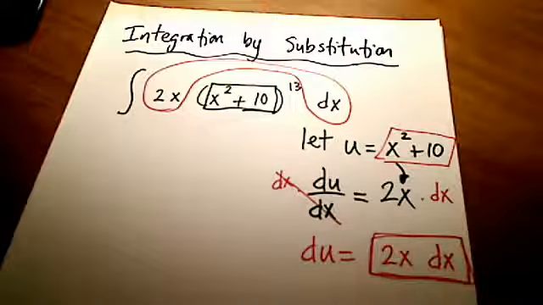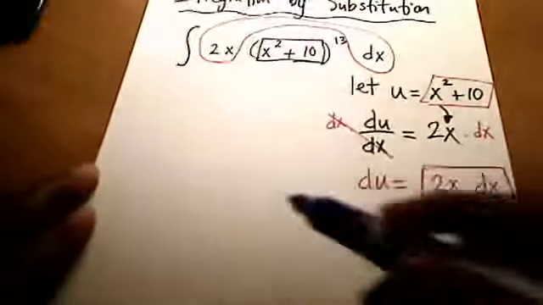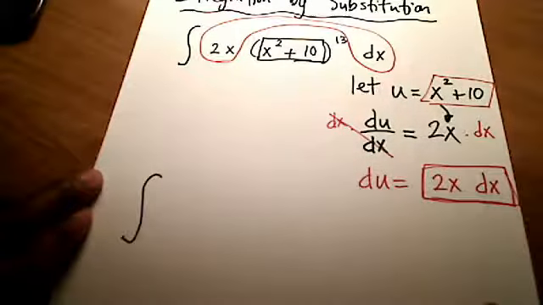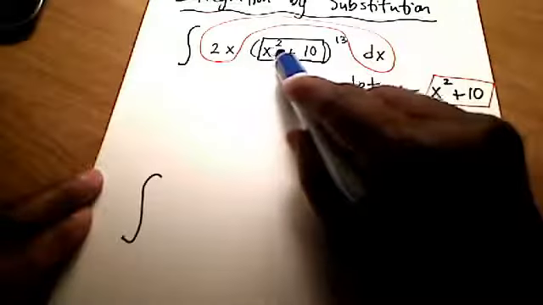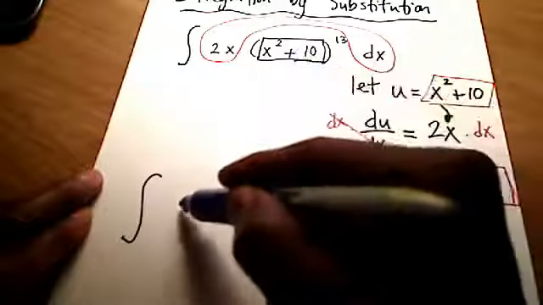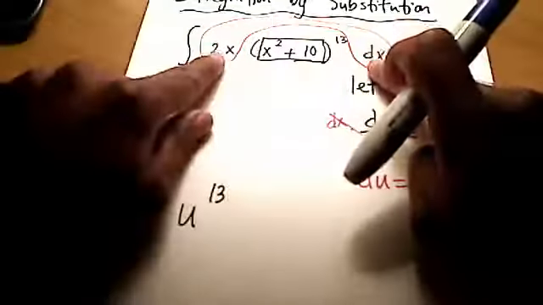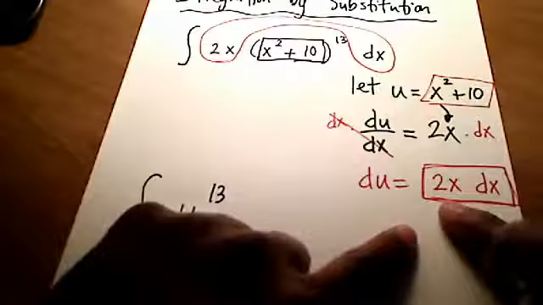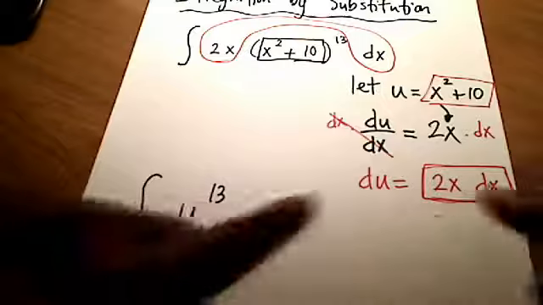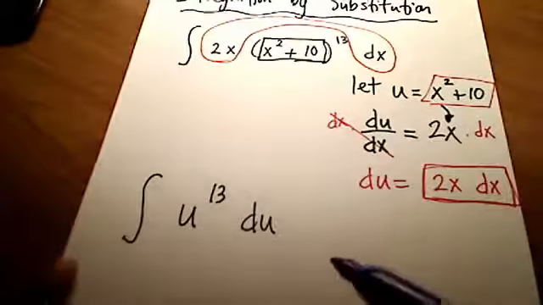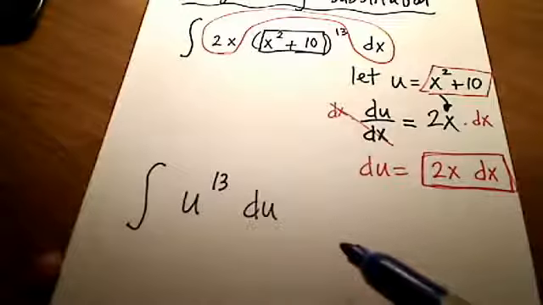Okay. So let's rewrite this original integral. Ready? This is going to be substituted with a u, so we're going to write that as u to the 13, and instead of 2x dx, we're going to put in du. And now this is a much easier integral to do.